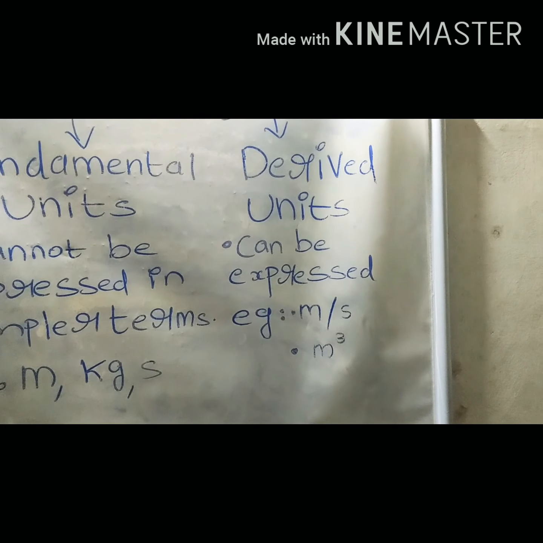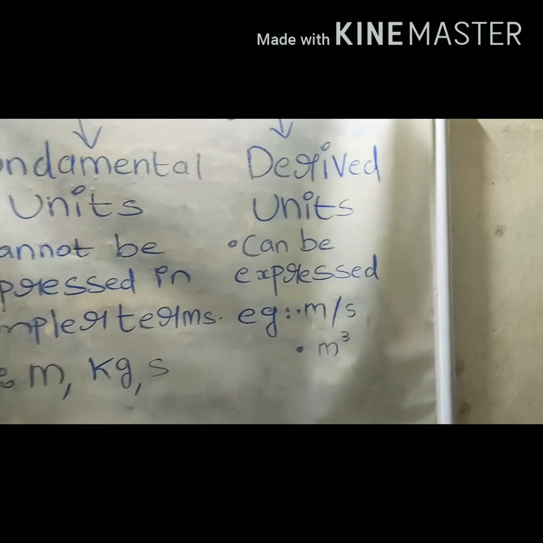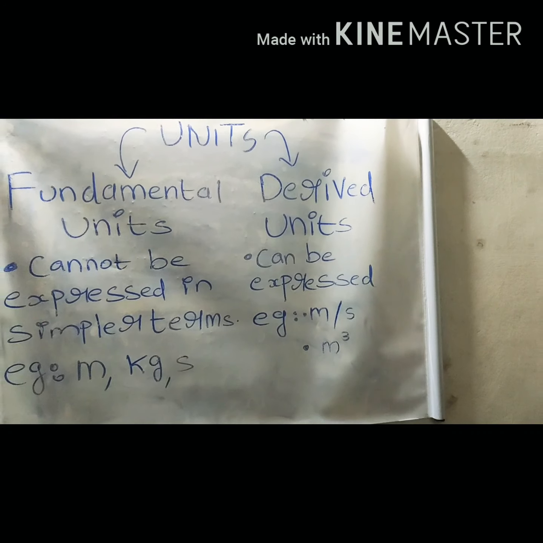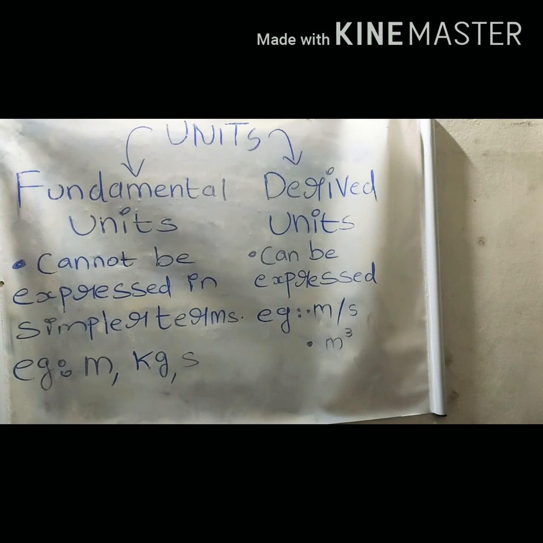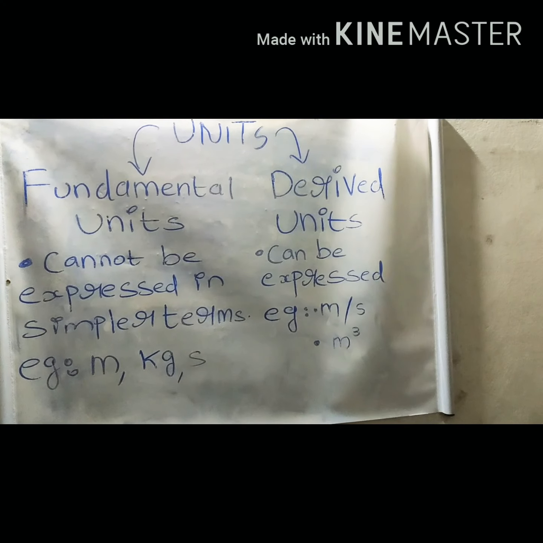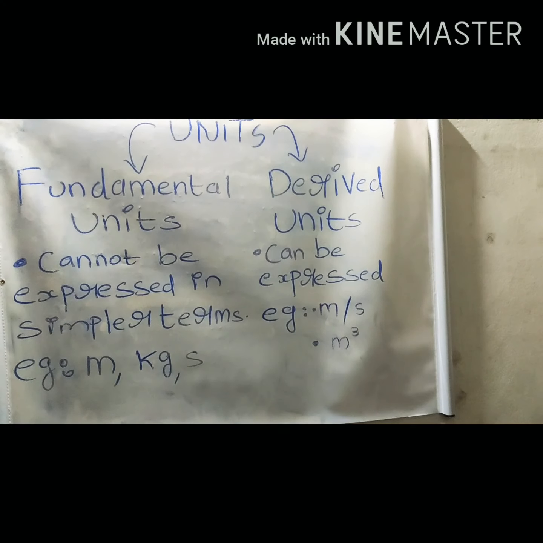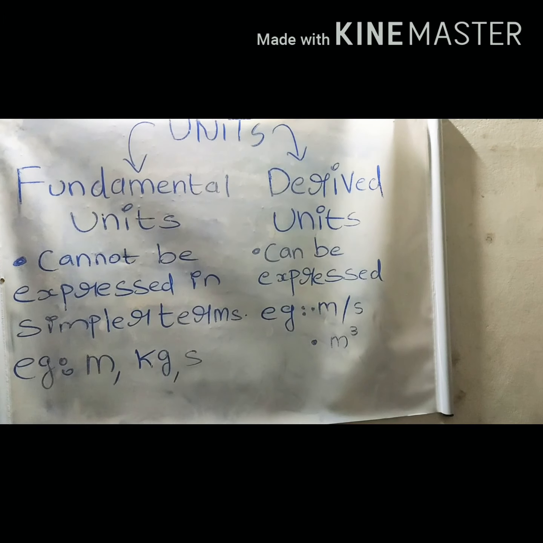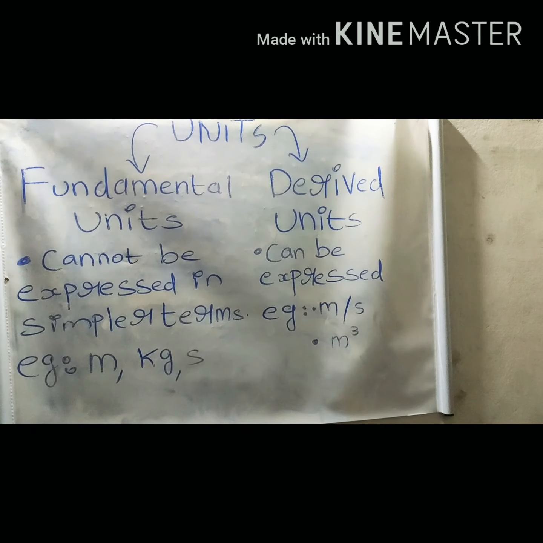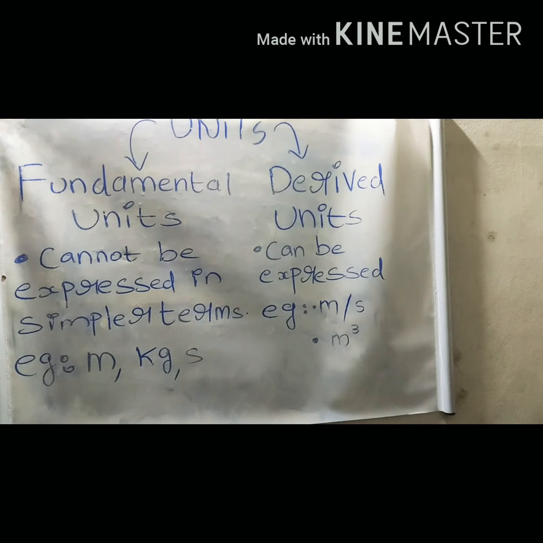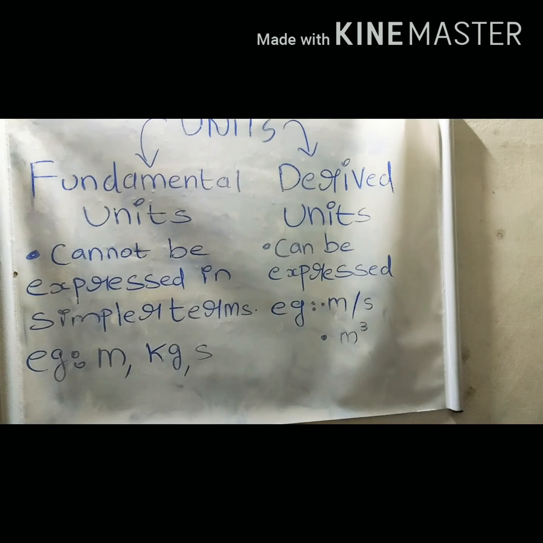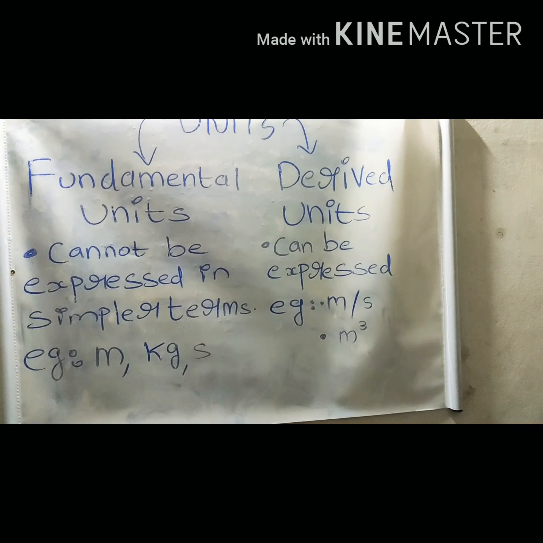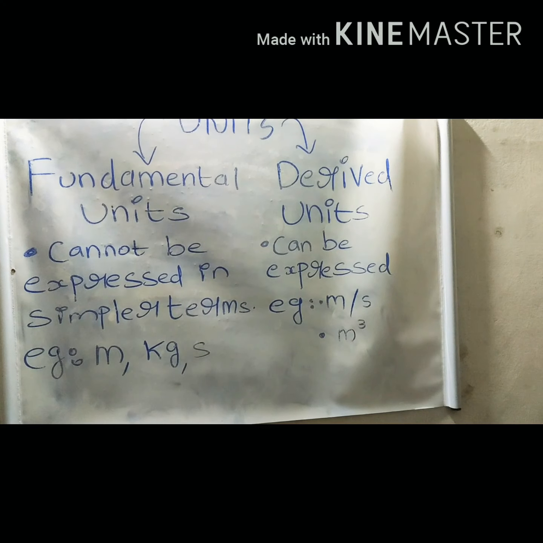In the first example, meter per second, we can see two fundamental units. What are they? Meter and second. Meter and second are individually fundamental units. But meter per second is a derived unit because it contains two fundamental units. So it's called a derived unit.